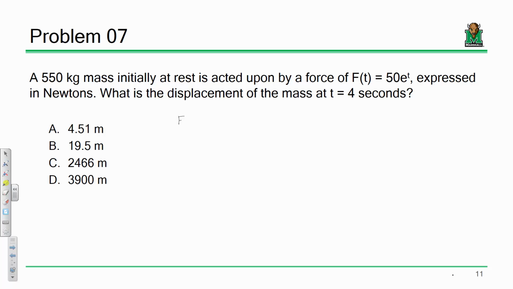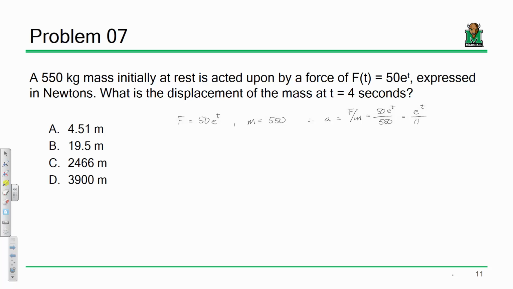Force is 50 e to the t. Mass is 550. So acceleration is F over m. So 50 e to the t over 550, so e to the t over 11. Now the problem's asking for the displacement of the mass at t equals 4 seconds. Now I got a function for the acceleration. How do I do that?